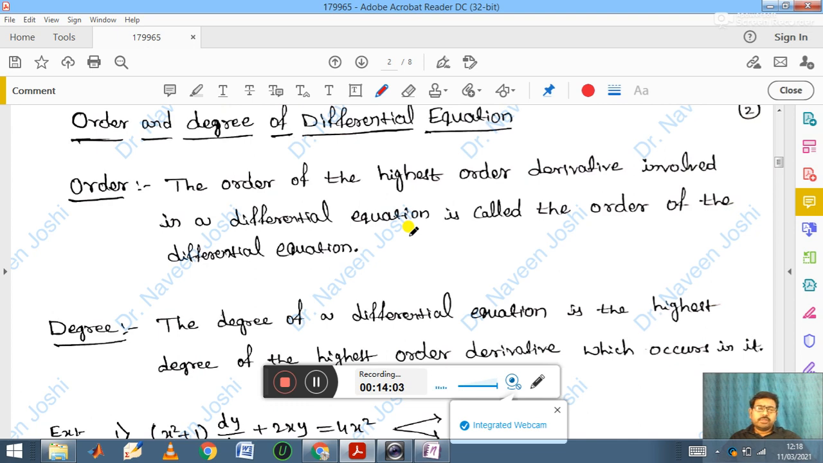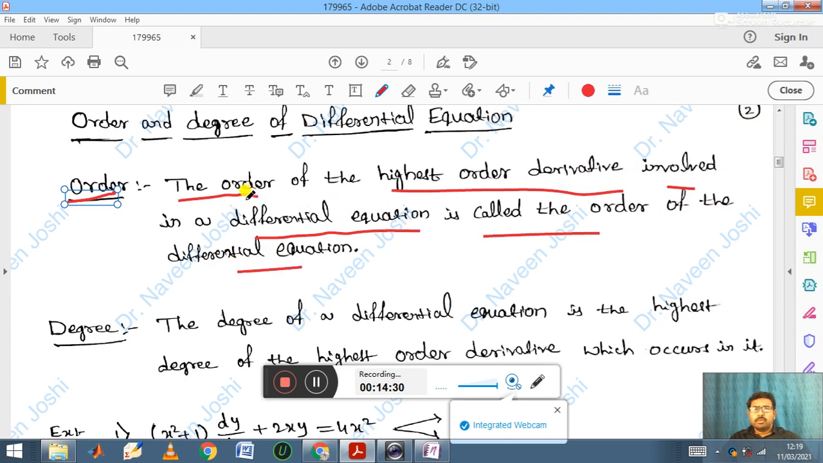So it is very important. For many competitive exams they are asking what is the order and degree of given differential equations. Maybe for 2 marks also they may ask. So let us understand the order. The order of the highest order derivative involved in the differential equation is called the order of the differential equation.